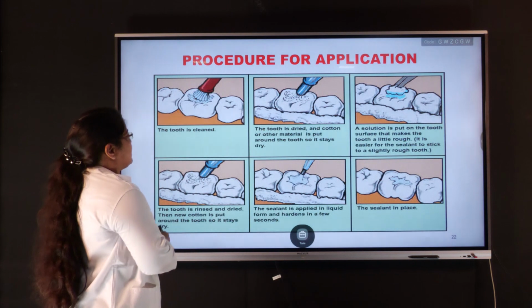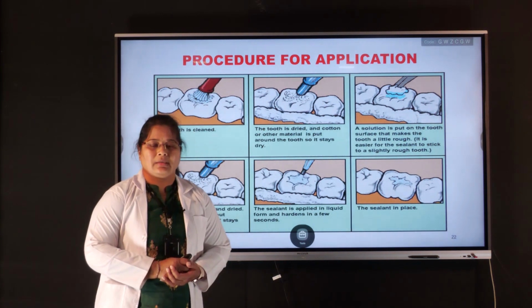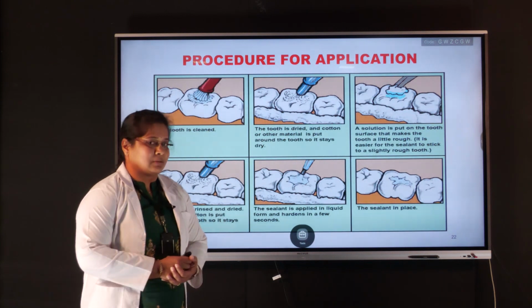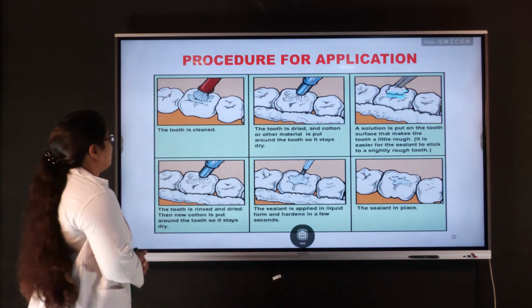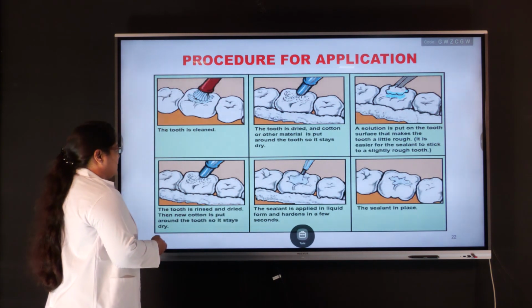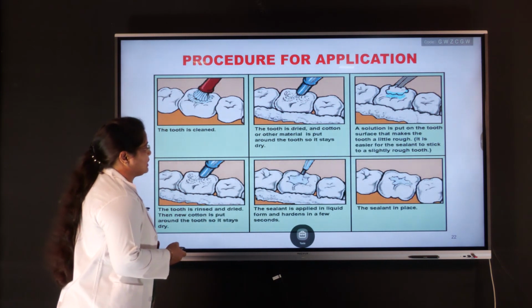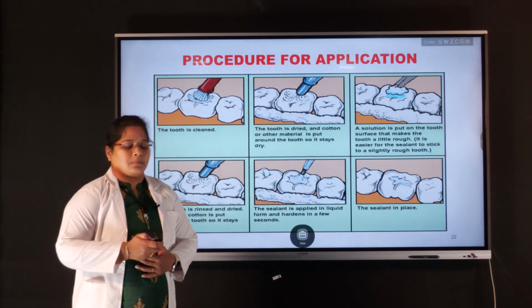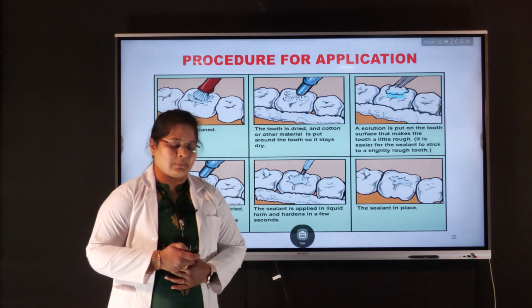You can see the procedure of application of pit and fissure sealant. First one is the cleaning of the tooth. Next one is the isolation of the tooth. Next is the etching of the tooth, rinsing the tooth. Next one is application of the bonding agent, application of the sealant material. In detail, I am going to explain in my next slides.